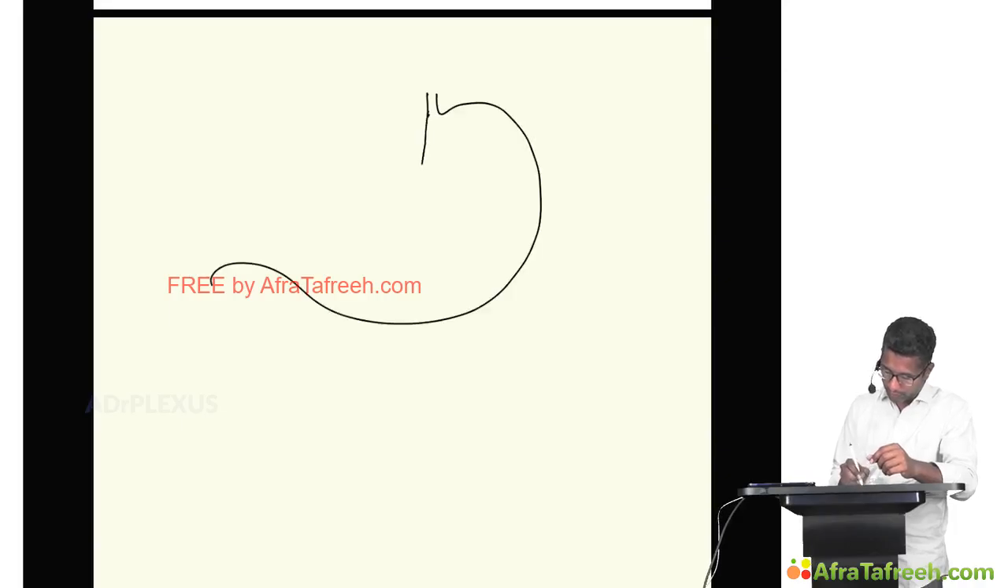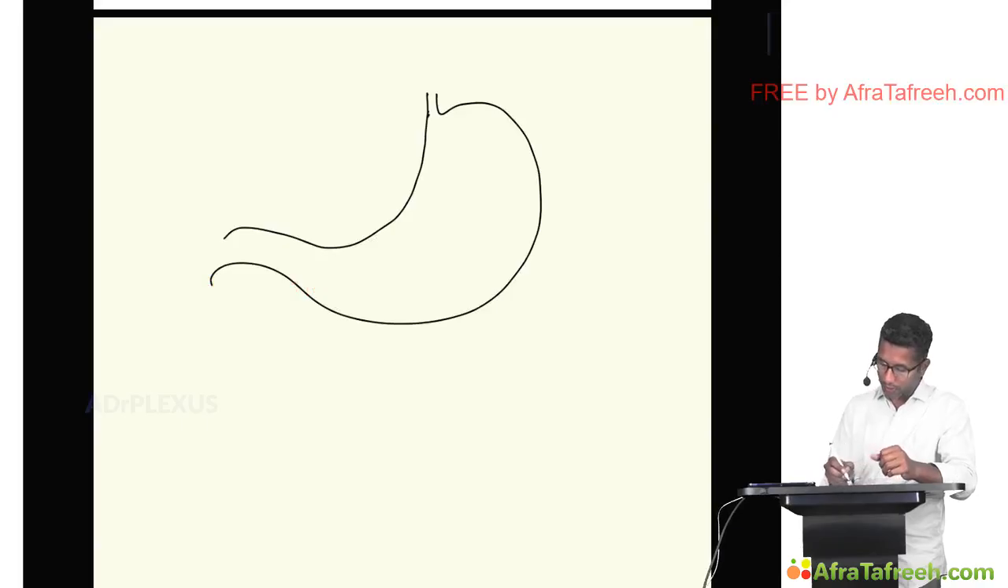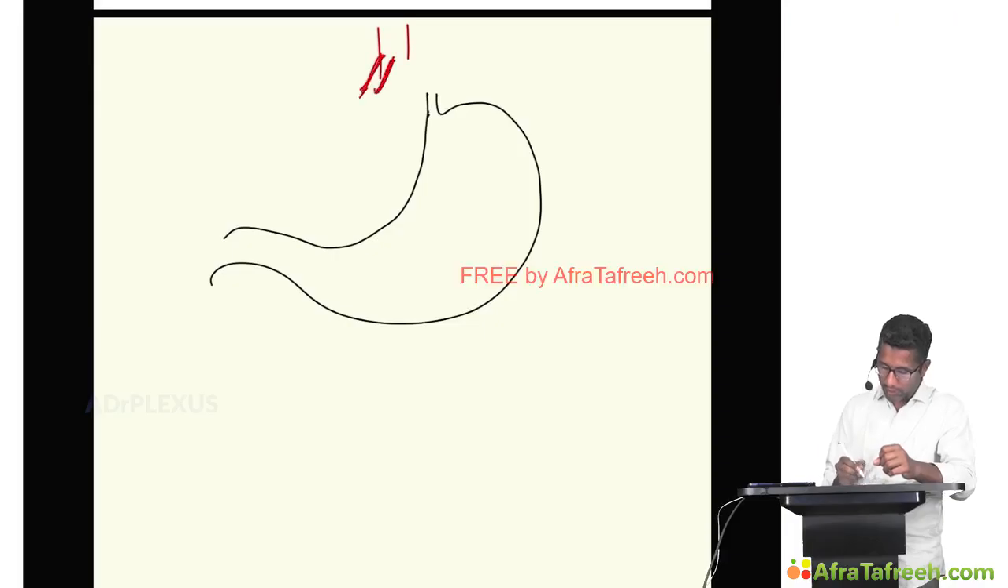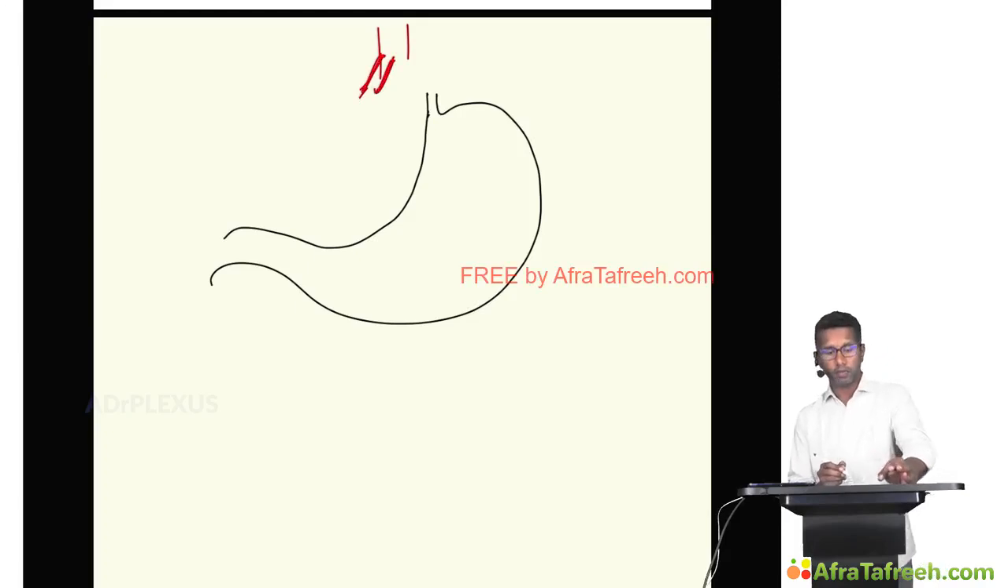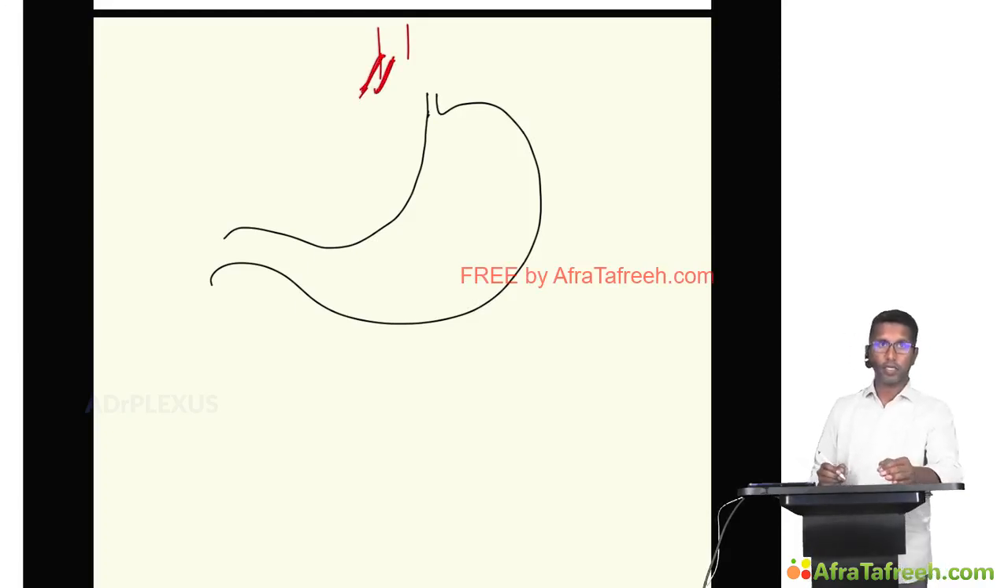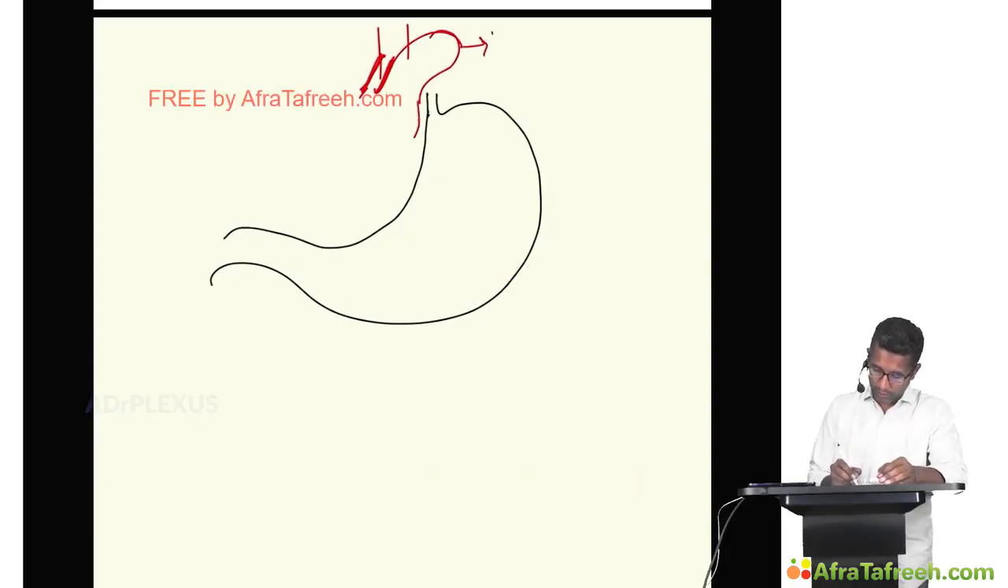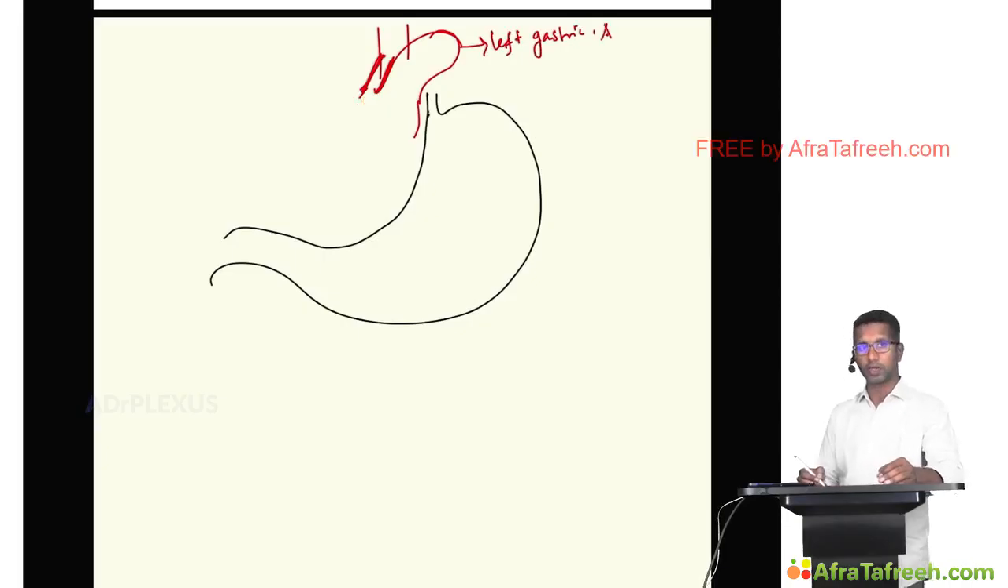The stomach has a lesser curvature and a greater curvature. Running here is the abdominal aorta. From the abdominal aorta you get a trunk called the celiac trunk. When it comes, it divides into three main branches. One branch goes to the lesser curvature of the stomach. This branch is called the left gastric artery.